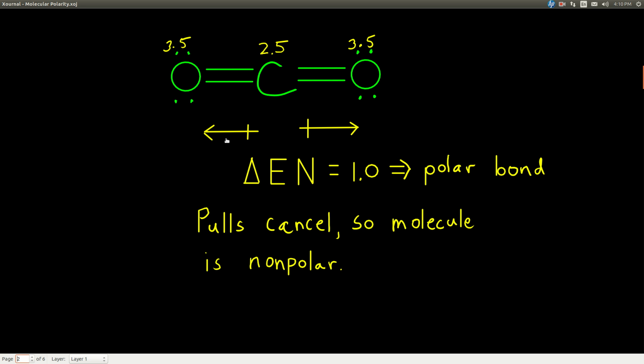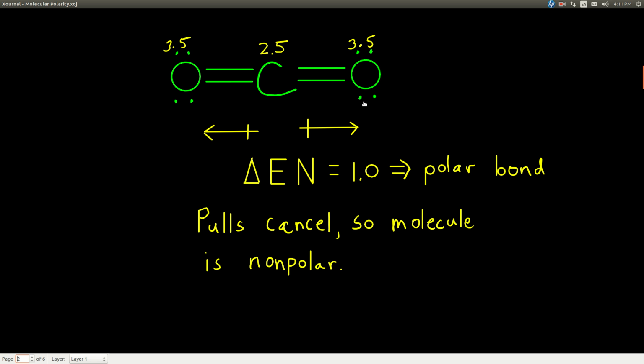And just like a tug of war, if we have 2 teams that are exactly as strong as each other, pulling in opposite directions, that rope's not going to move anywhere. And so the electrons do not move anywhere. And so this is a non-polar molecule because the poles cancel.